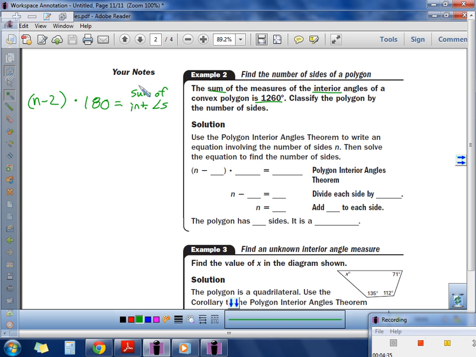Well, we're supposed to put the sum right here, and it goes right here. They just gave me the sum, so where should I put that? Right there, after the equals. We're trying to find the number of sides. That's what it's asking for. Classify by the number of sides. So how do we do that now?